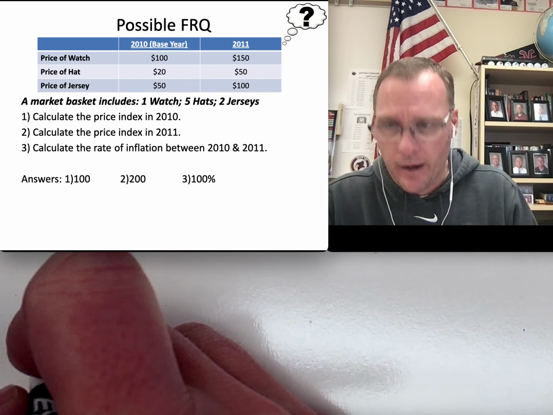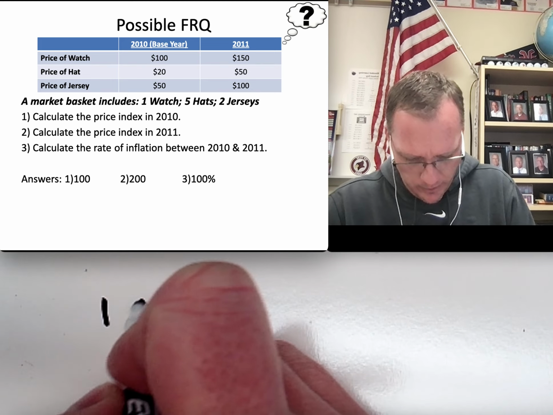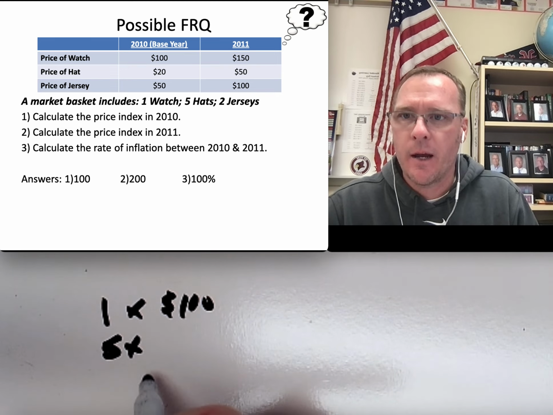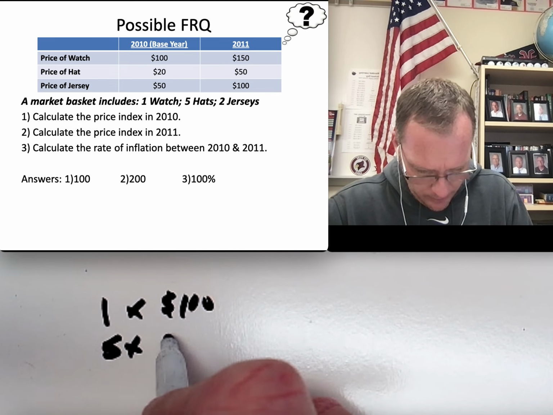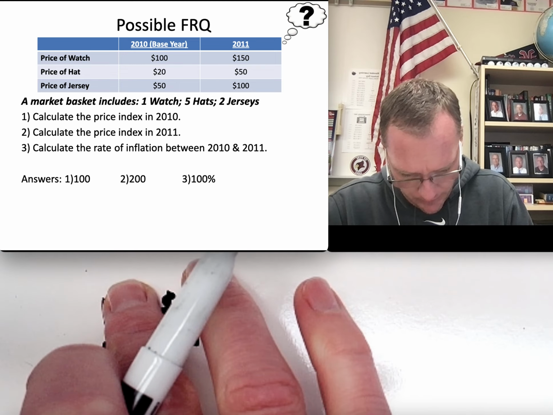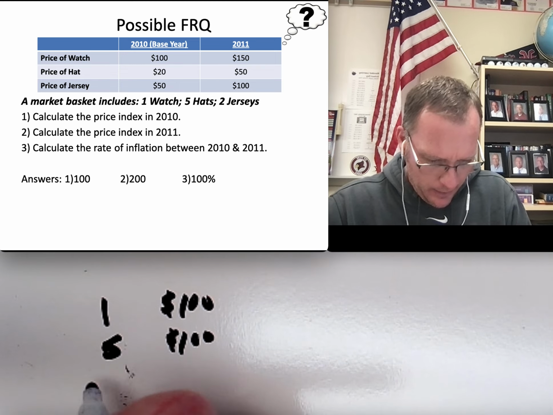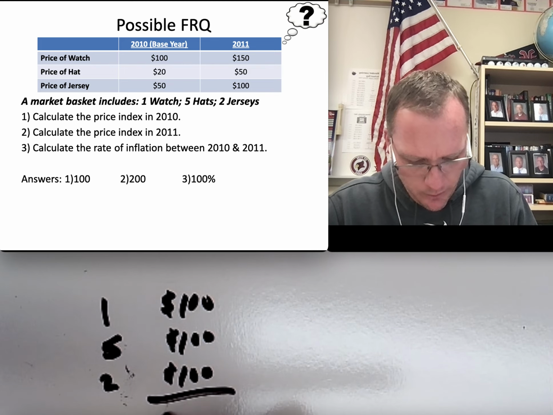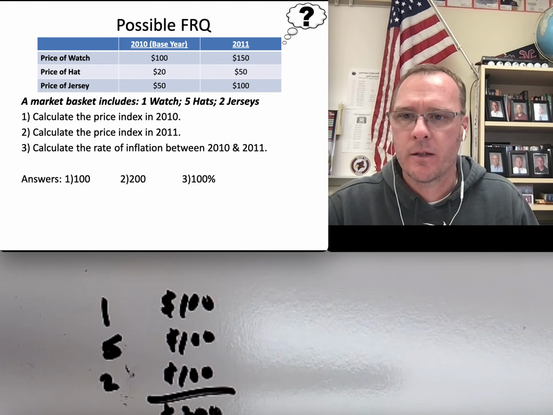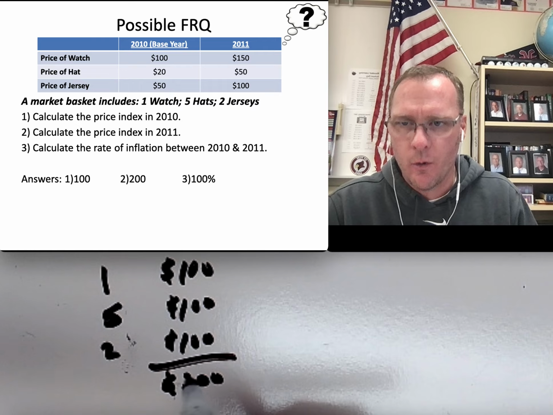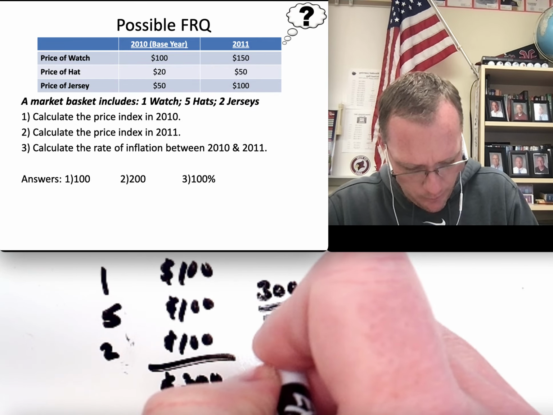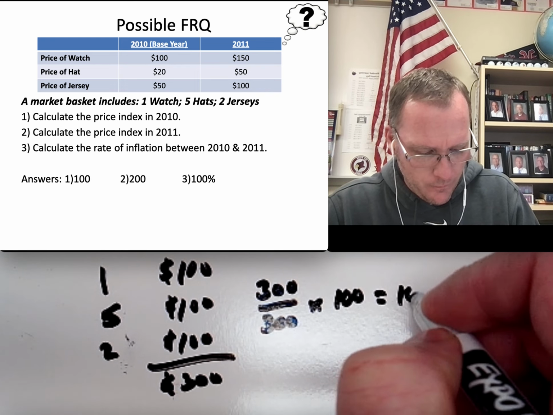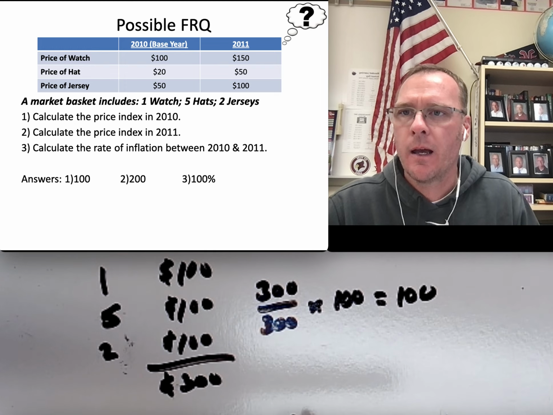I could figure out that 1 watch at $100 is $100, 5 hats at $20 is $100, and 2 jerseys at $50 would be $100. So it's going to be $300, right? Then I'm going to take that $300 total. So 300 divided by 300 times 100 is going to equal 100, right? So that's my price index for that first one.